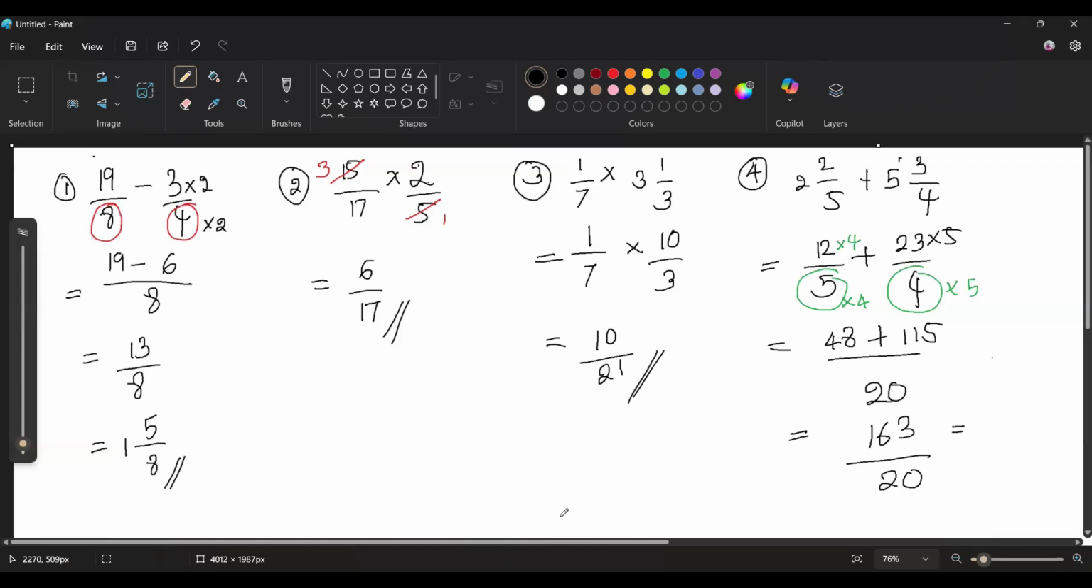Now you can divide by 20. How many 20s are there? Here 8. 8 into 20, 160. There are remaining 3. 3 over 20. Like that. If you had any mistake, you can write.